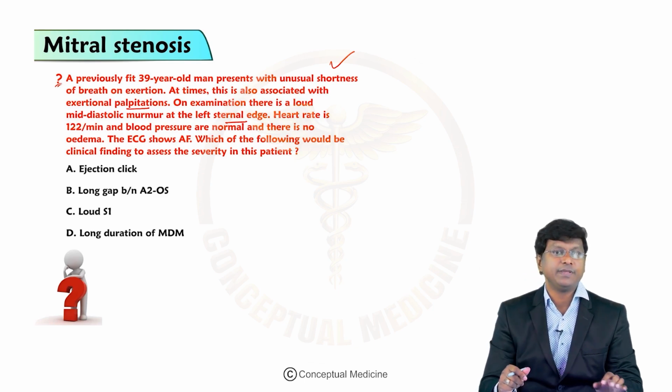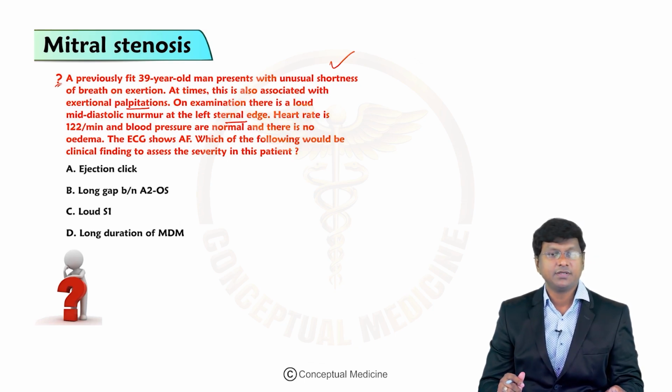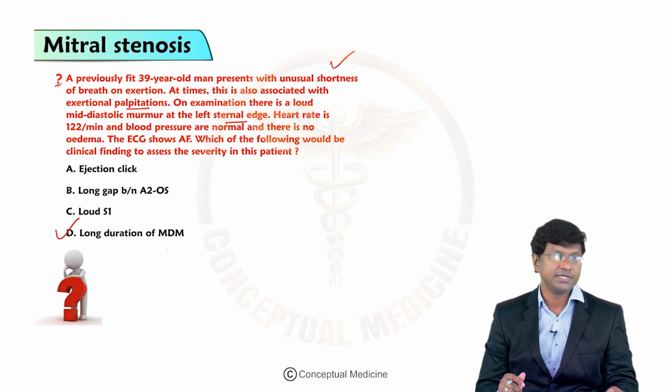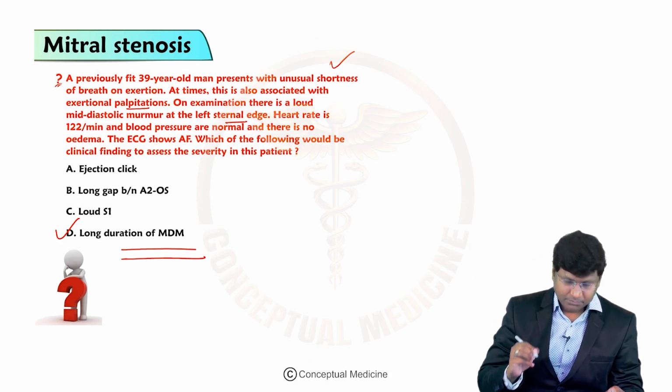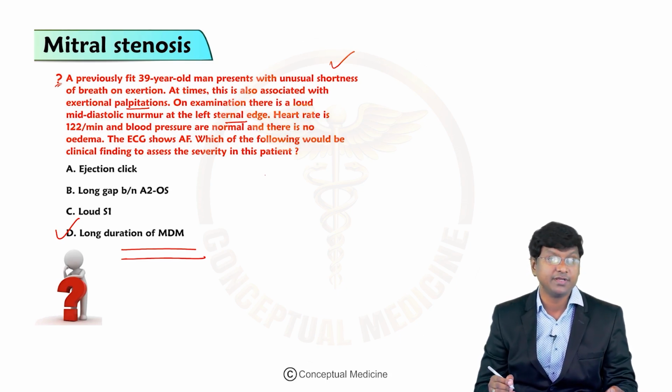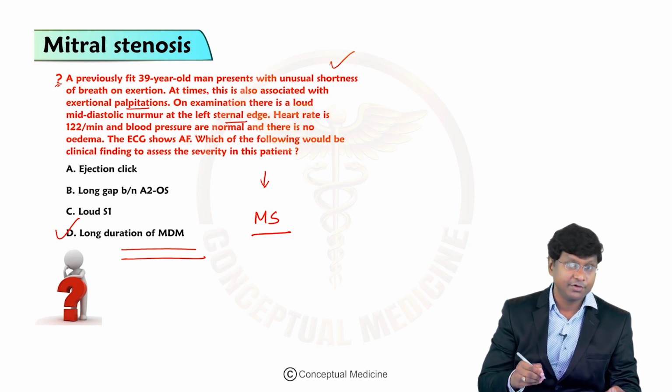Which of the following would be the clinical findings to assess the severity in this patient? Ejection click, long gap between A2 and OS, loud S1, the long duration of mid-diastolic murmur. So, it is the long duration of the mid-diastolic murmur which will decide the severity of this disease.